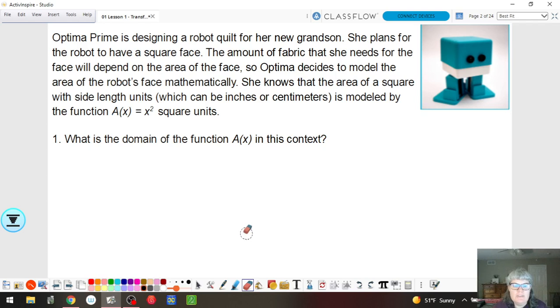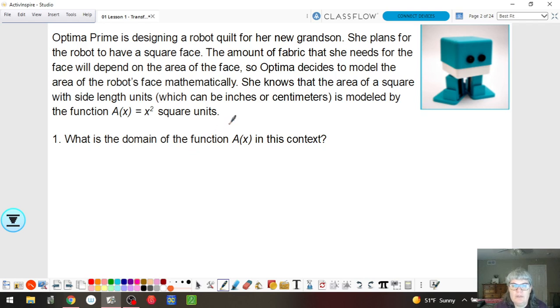So throughout this lesson, we refer to Optima Prime, who is designing a robot quilt for her new grandson. She plans for the robot to have a square face. The amount of fabric that she needs for the face will depend on the area of the face. So Optima decides to model the area of the robot's face mathematically. She knows that the area of a square with side length x units, which can be inches or centimeters, is modeled by the function A of x equals x squared square units.